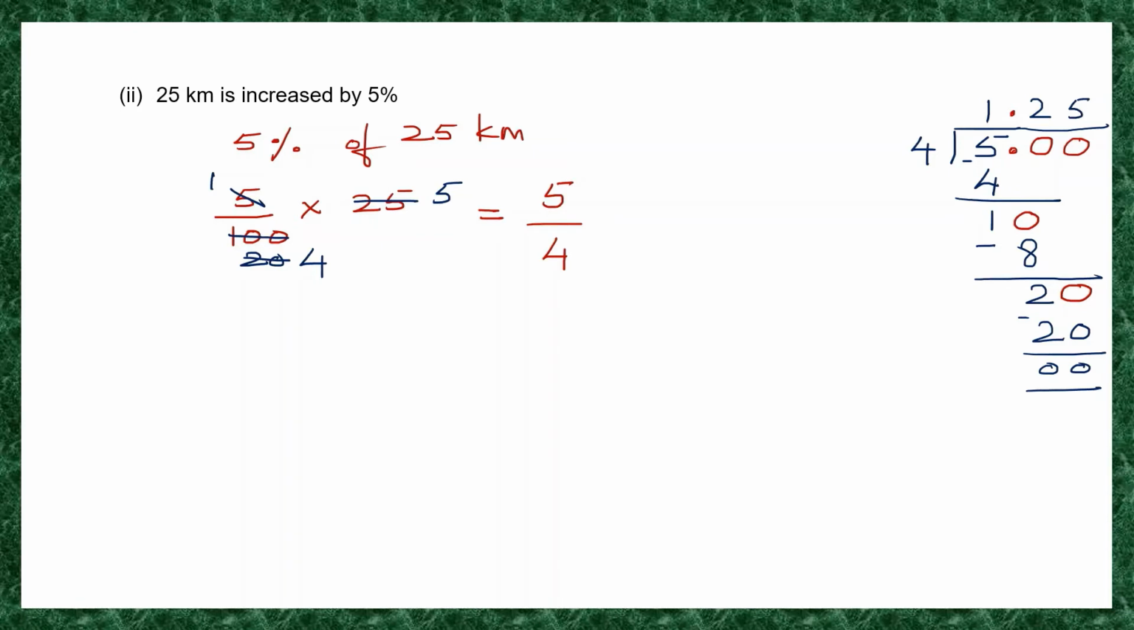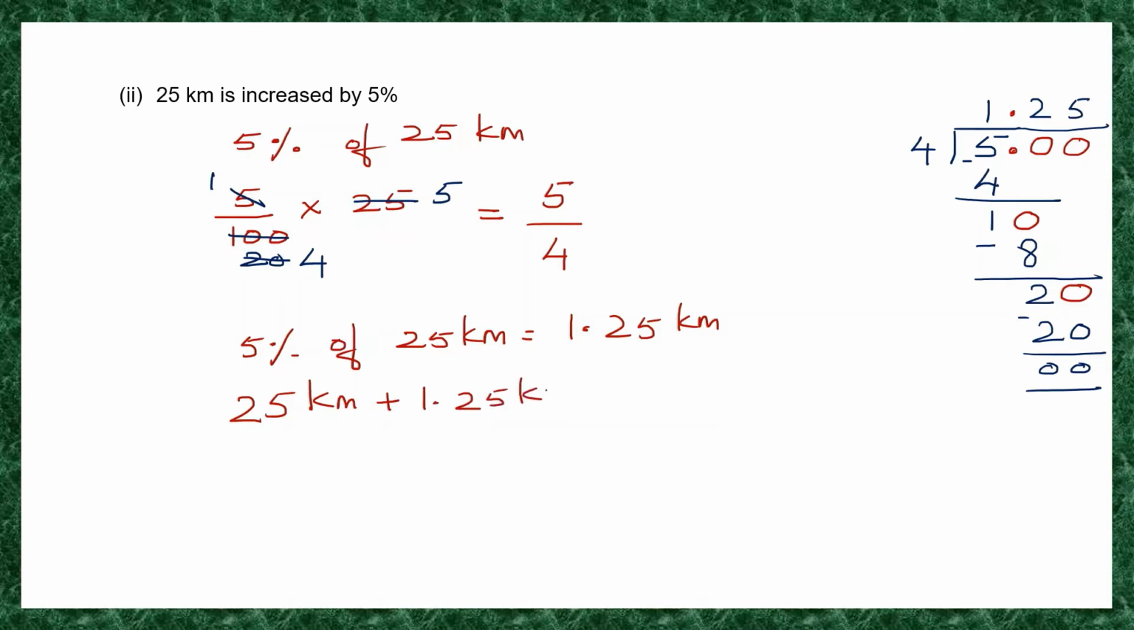5% of 25 kilometers, which I just found, is 1.25 kilometers. So if I increase 25 kilometers by 5%, that means I need to add 1.25 kilometers to 25 kilometers. So 25 kilometers plus 1.25 kilometers. Let's add that up.